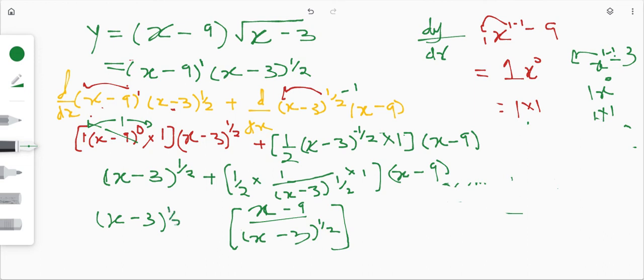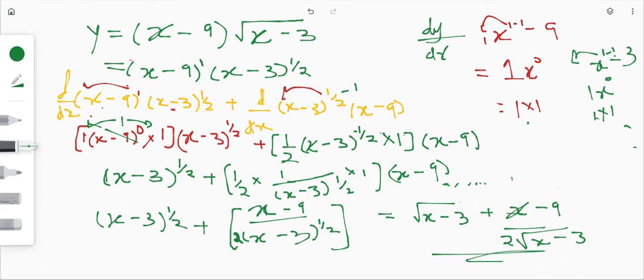So we have x minus 3 to the power half plus x minus 9 over x minus 3 to the power half. Then we can leave it in this form. We'll have x minus 3 plus x minus 9 over, oh, there's a 2 here. Sorry, forgot. There's a 2 here. This 2 and this half. So we have 2 times x minus 3. All right, that is the answer.